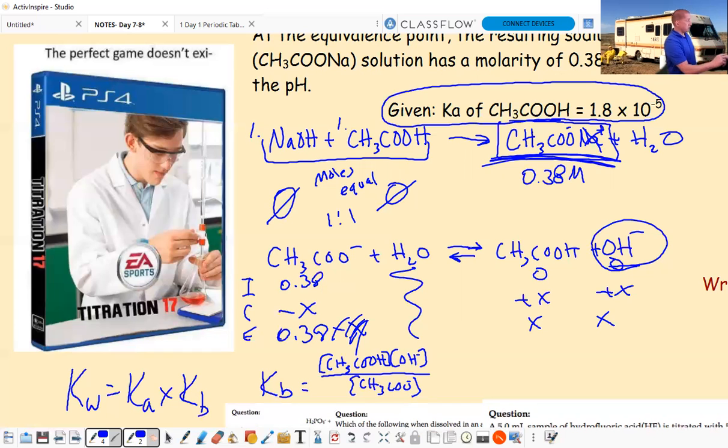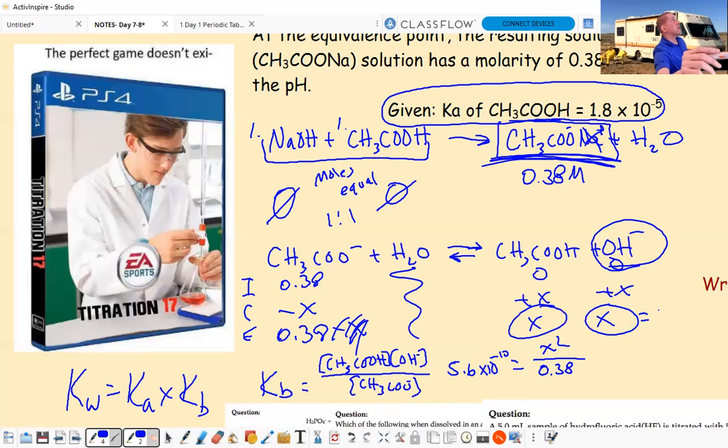So the Kb, all right, so 1 times 10 to the minus 14 divided by 1.8 times 10 to the minus 5, and we get 5.6 times 10 to the minus 10. So 5.6 times 10 to the minus 10 equals x squared over 0.38 minus x, but again, we're ignoring the minus x. So that number times 0.38, that's x squared, square root. X, which equals the OH minus, is 1.45 times 10 to the minus 5. So when you take the negative log of that number, you get not the pH, but the pOH at 4.8.